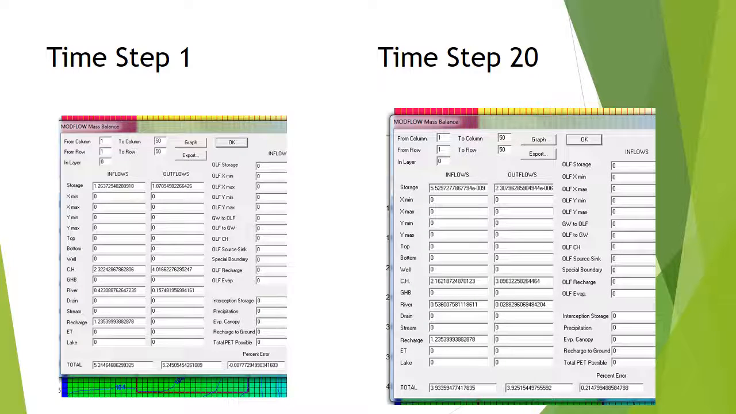So again, looking at the river outflow, you can see that the initial time step has a value of 0.157 cubic feet per second, which is slightly lower than the initial base case value of 0.16. But if you look ahead to time step 20, you can see that the outflow to the river decreases significantly, much more so than with just the cap.